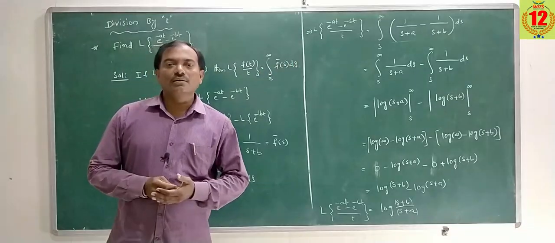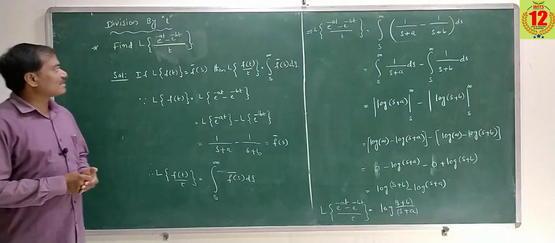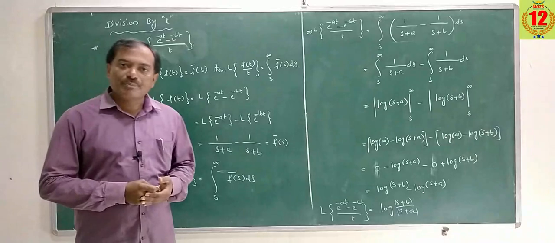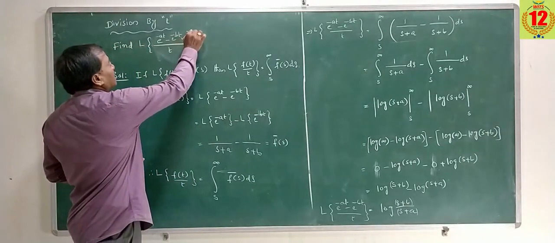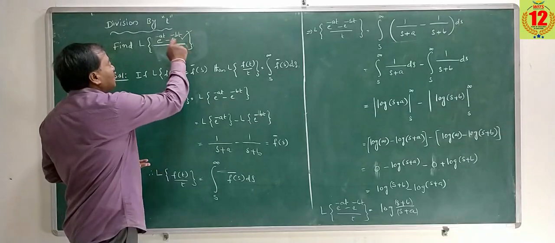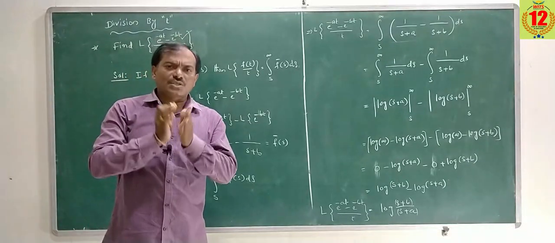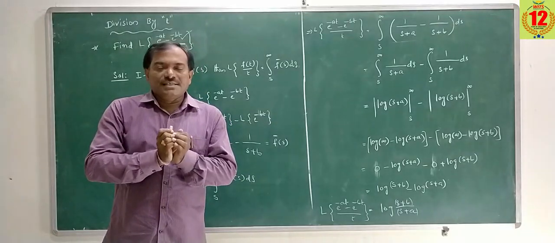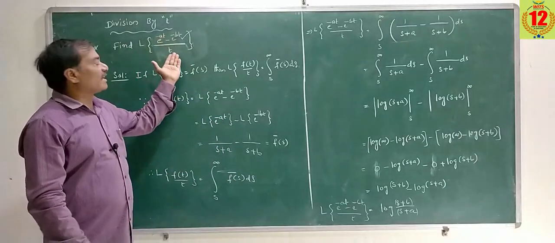Yes, we have to see one more example. Find the Laplace transform of e power minus at minus e power minus bt by t. So what is f of t here? This numerator is f of t, and this f of t is divided by t. If any problem is given, first identify whether the given f of t is divided by t or not. Yes, the given function f of t is divided by t.